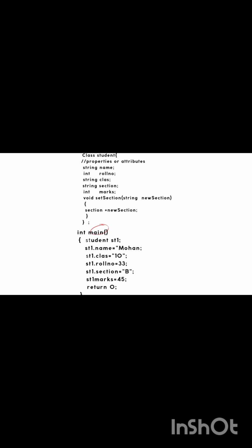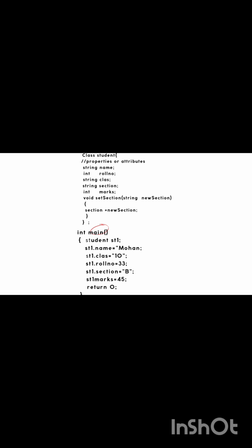To access any property of the class, we use the dot operator. We write the name of the object, that is st1 here, and the property separated by a dot. When we write the name of the object and a property or attribute of the class separated by a dot, the whole thing is treated as a single variable.